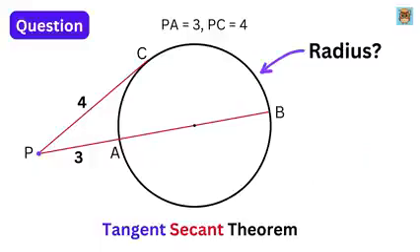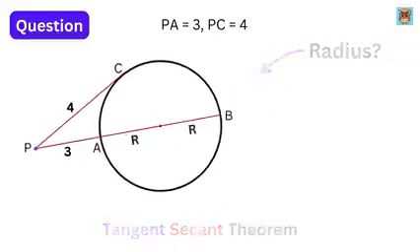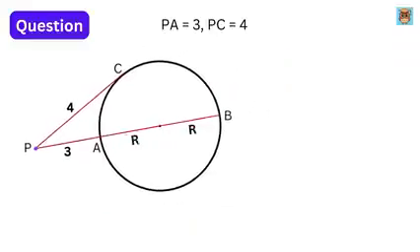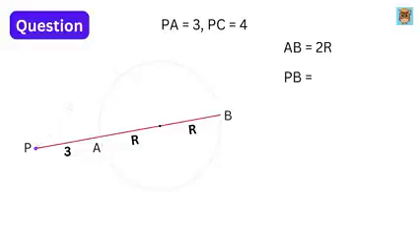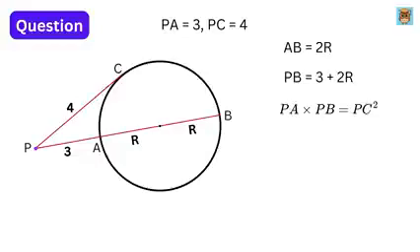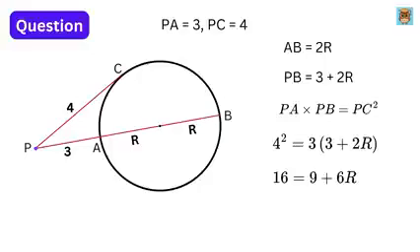First, we will use the tangent-secant theorem. Let us label the radius as r. So AB, or the diameter of this circle, will be 2r. Thus, PB will be equal to 3 plus 2r, right? Now, using this theorem, we get 4 square equals 3 times (3 plus 2r), or 16 equals 9 plus 6r. Therefore, r equals (16 minus 9) over 6, or 7 over 6.